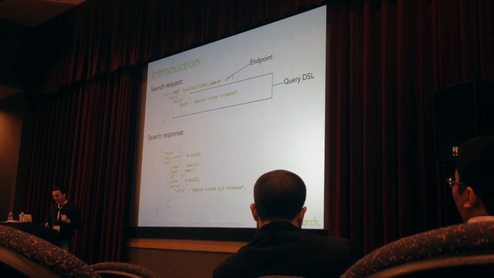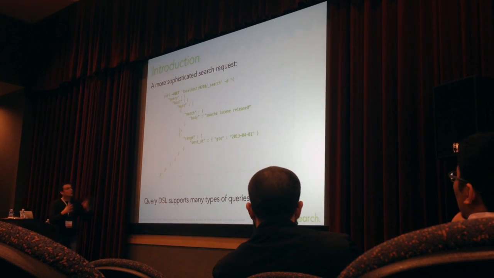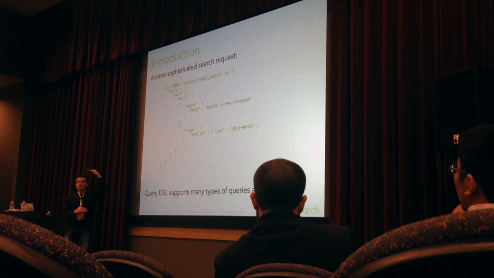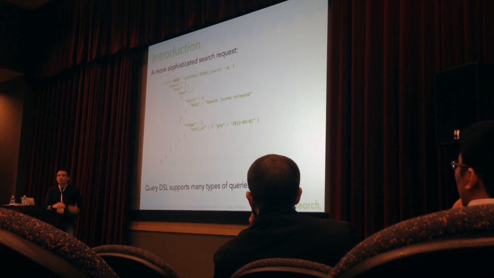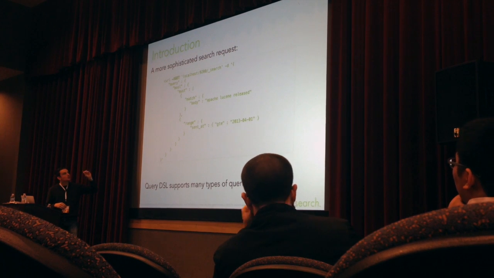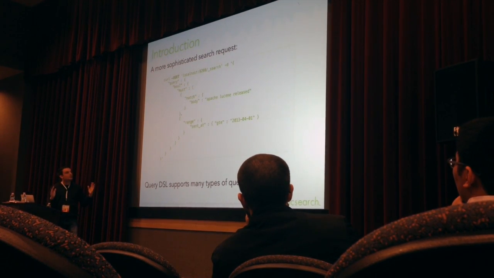But the key thing here is that the query DSL is really sophisticated, so you can write really cool queries. This is an example of a more complex query. You have a top-level Boolean query, where in this case you have two must clauses. The first must clause is the same query we used in the previous example, finding anything with "released" in it.